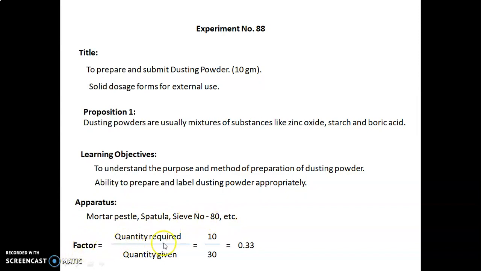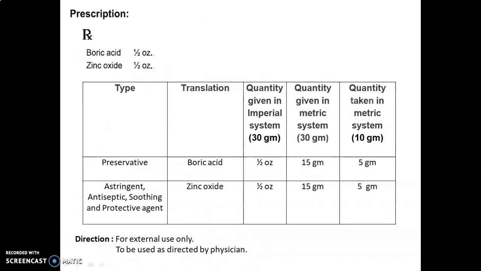Factor is calculated as quantity required upon quantity given, which is 10 upon 30, that is equal to 0.33. So we have this prescription, which is denoted by the symbol Rx: boric acid 1/2 ounce, zinc oxide 1/2 ounce.